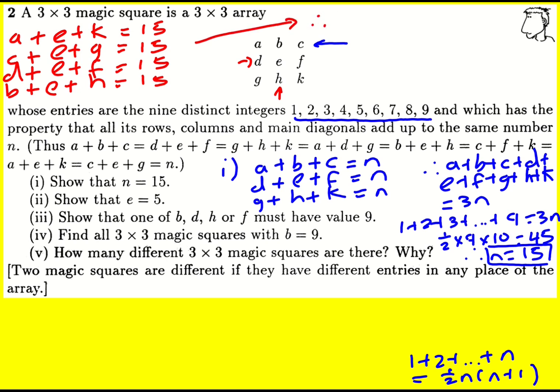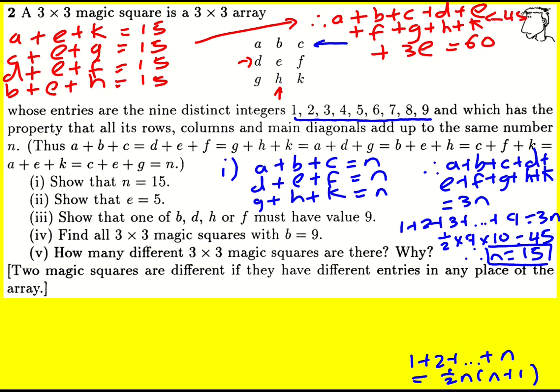So therefore, if I add them all together, A plus B plus C plus D plus E plus F plus G plus H plus K, plus this extra 3E, that's going to equal 60. And we've already said that this here is 45, so therefore 3E is going to be 15 and E is going to equal 5. Brilliant.